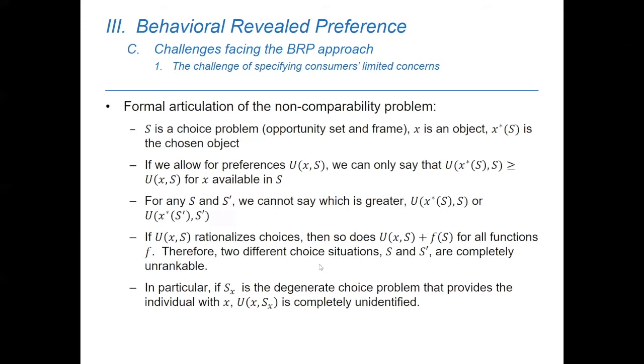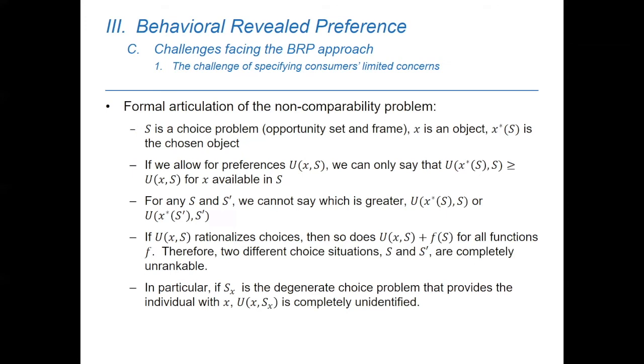If it does that, then so does a function of this form. We just take u of x comma s and add f of s for any function f. This also rationalizes precisely the same choices. And consequently, two different choice situations, s and s prime, are completely unrankable. We can make their ranking anything we want.